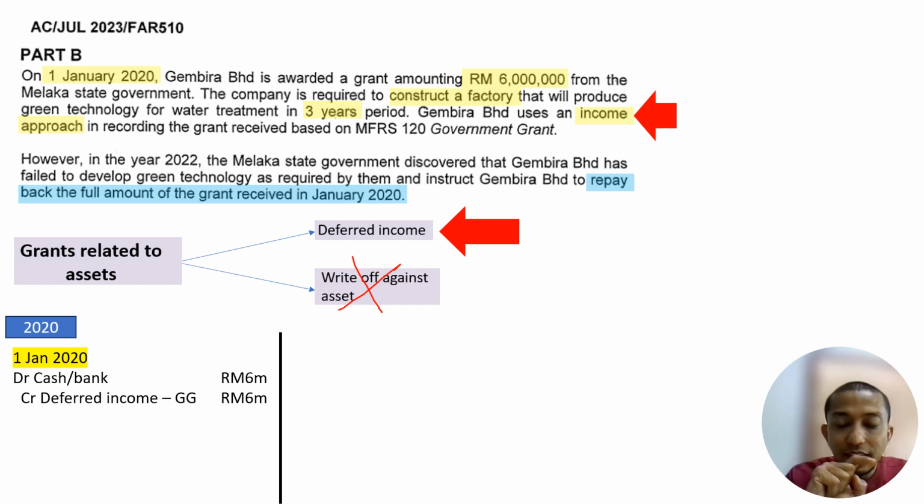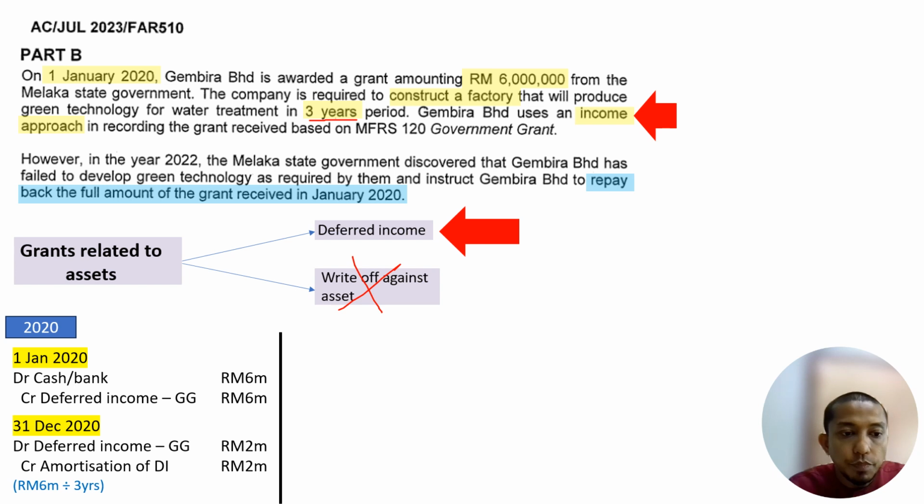Amortization of the deferred income. So how to amortize the deferred income? It is for 3 years. The question gives us information on the 3 years period, right? So we do this. So RM 6 million divided by 3 years. So 1 year is 2 million. So debit deferred income, credit amortization of deferred income.